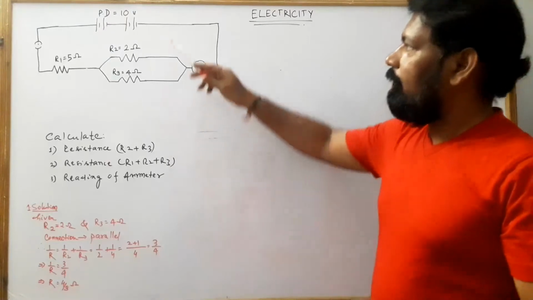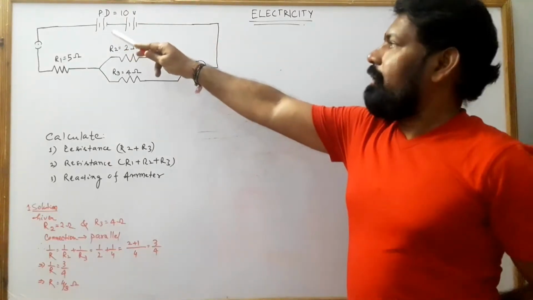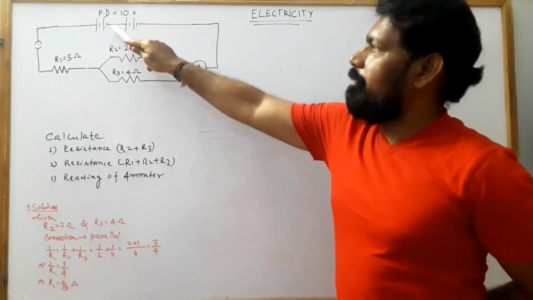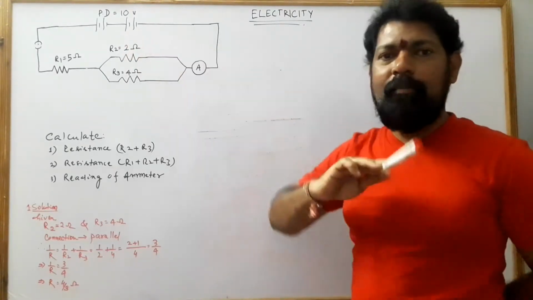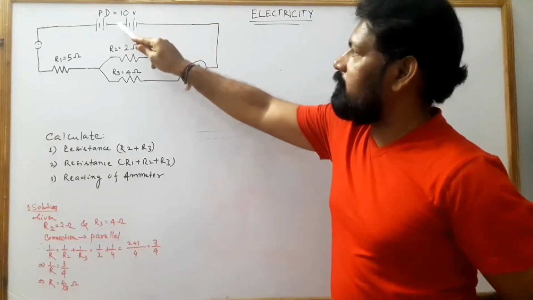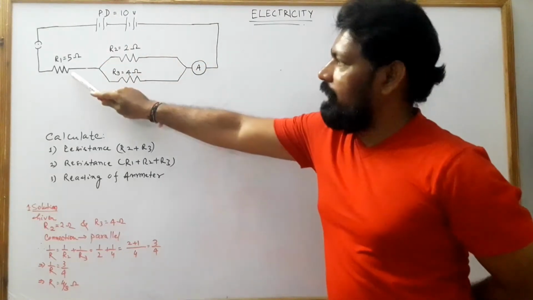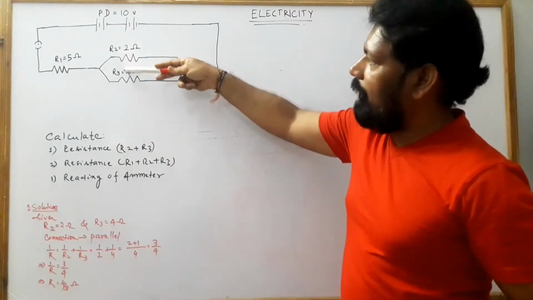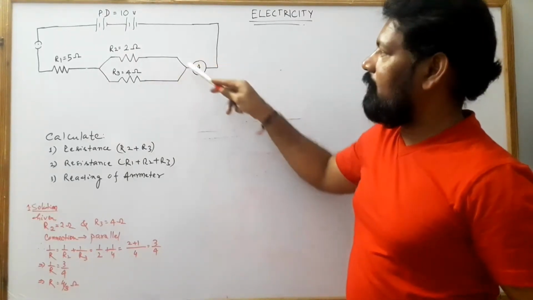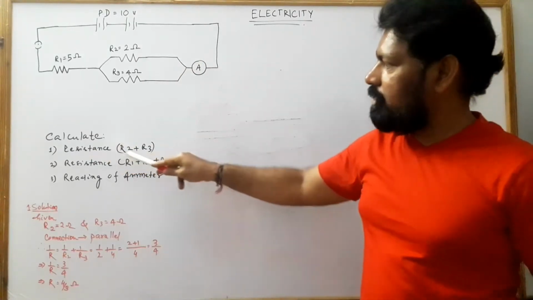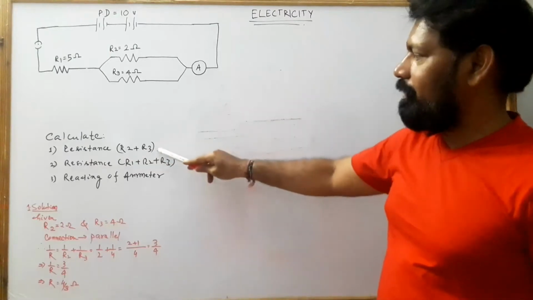Here, this is the battery: first cell, second cell and last two cells. This middle line indicates that we do not know how many cells there are. So this is the battery, the total potential difference is 10 volts, and that is a switch and it is resistor R1, 5 ohms. The next two resistors R2 and R3 are both in a parallel connection and connected by an ammeter. Our first question is to calculate the resistance of R2 and R3.